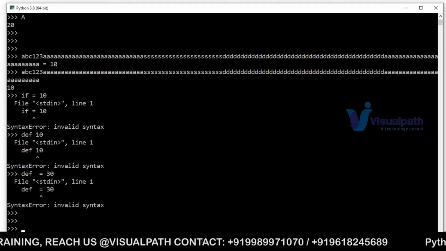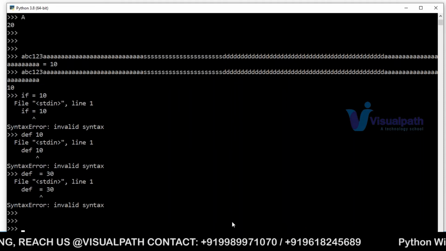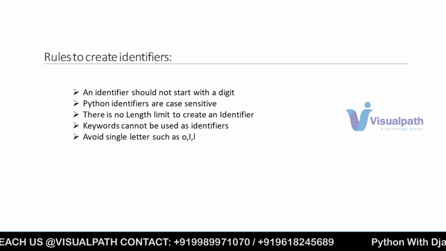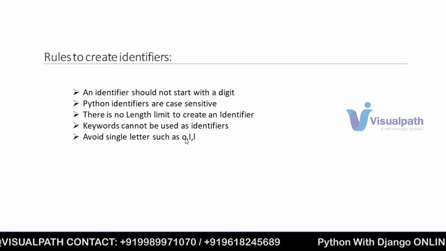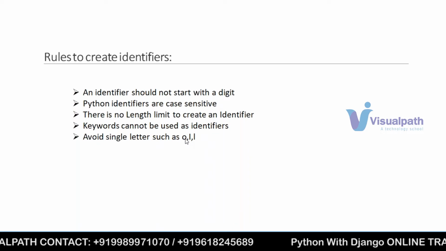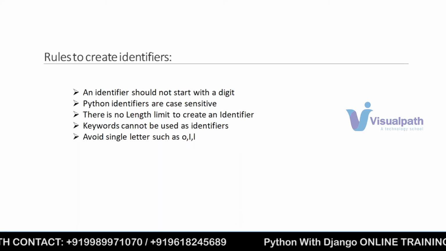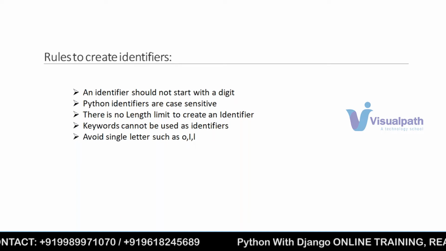So when we are writing a Python program in the IDLE or any other tool, at that time you may face problems, right? So try to avoid zero. This is not zero, it's the letter O, right? So these are the rules and recommendations to create a Python identifier.